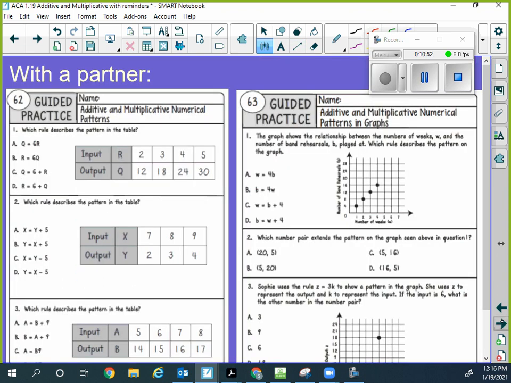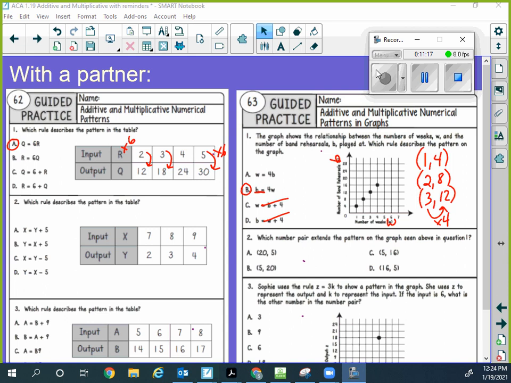On the next page, with a partner, I'd like for you guys to do, it looks like a lot, but they're really just kind of spaced out. So you're going to do 1, 2, and 3 with the tables. And then on the following page, you've got 1, 2, and 3 with the graphs. Got it? Okay, if you're at home, pause the video.